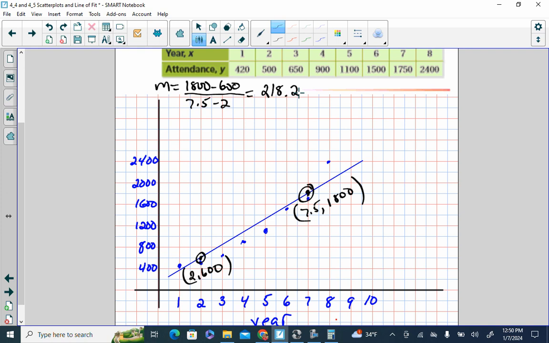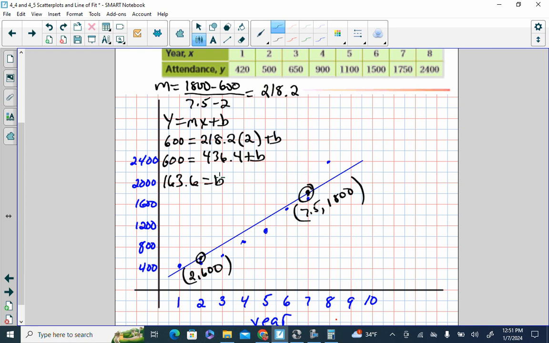Then we use y equals mx plus b. Choose one of the 2 points. I'll use the 2 and 600. So that's going to be 600 equals 218.2 times my x value, which is 2, plus b. 218.2 times 2 is 436.4, so 600 equals 436.4 plus b, and we get b is 163.6.